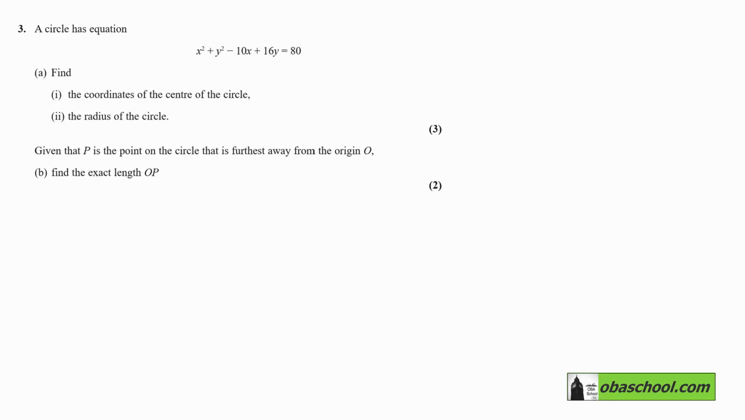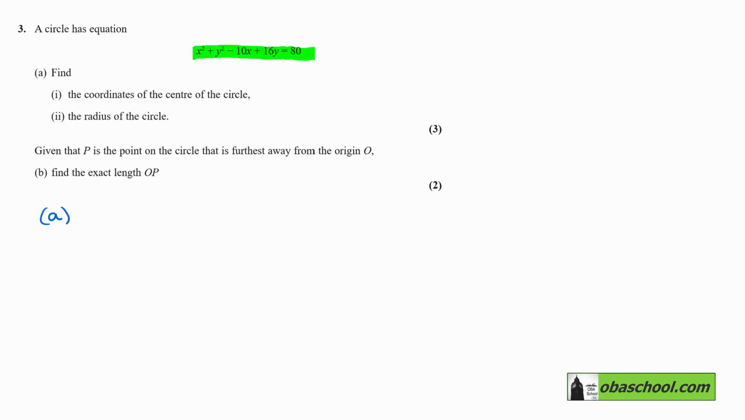A circle has equation x squared plus y squared minus 10x plus 16y equals 80. We want to find the coordinates of the centre of the circle and the radius of the circle in part A. And then we're given that P is the point on the circle furthest away from the origin, and we want to find the exact length of OP. So let's start with part A.